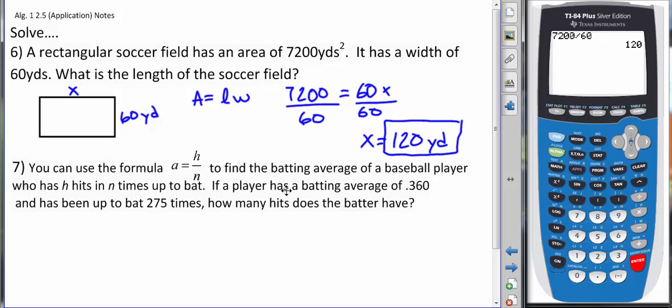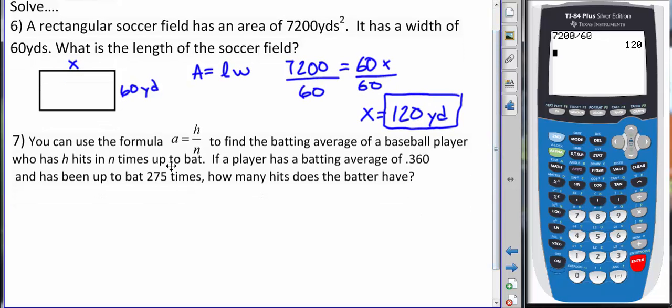Sorry. All right. But you can use the formula A equals h over n to find the batting average of a baseball player who has h hits and n times up to bat. A player has a batting average of 360 or .360 if you prefer, and has been up to bat 275 times. How many hits does the batter have? So the average, we're going to say, is .360. You can leave the 0 out if you'd like. What we're looking for is the number of hits. That's our variable h. It's divided by the number of times up to bat, which is 275.